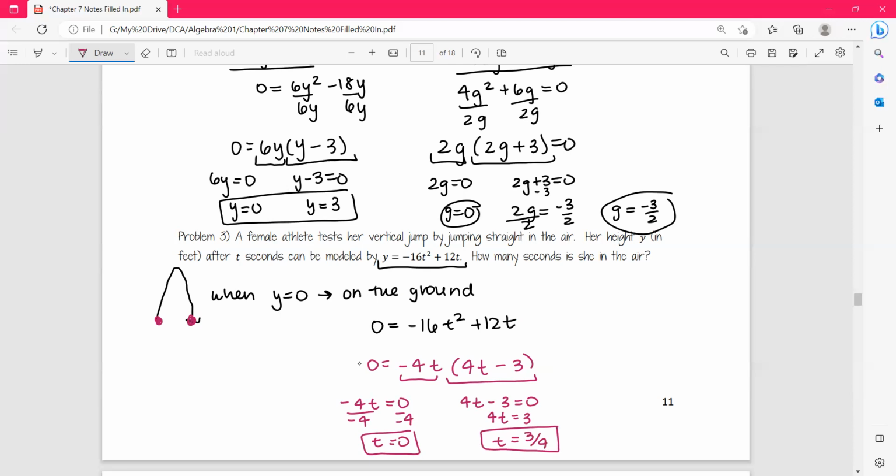Notice I've got 2 answers and they make sense. This is at the very beginning when t equals 0, and then this is time 3/4 seconds. That's my answer. How many seconds is she in the air for? That's how long from the start to the finish. Okay? Great job, guys. We are going to practice this more this week.